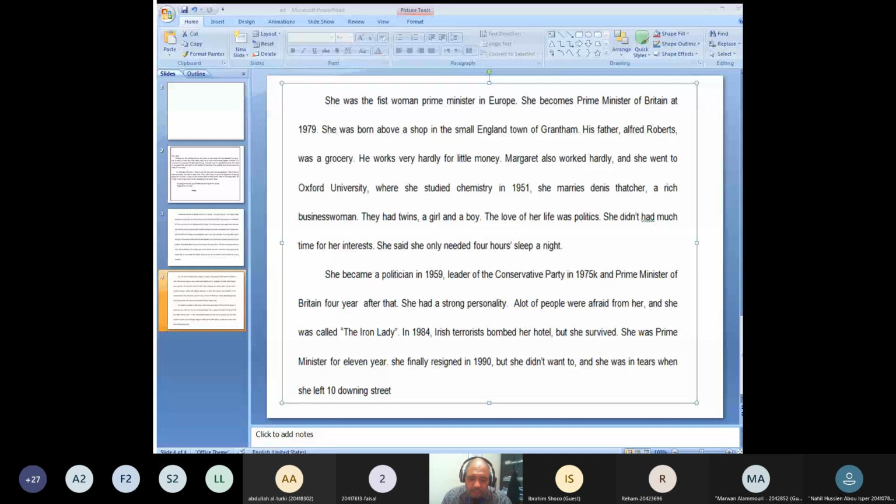She was prime minister for 11 years. Years. It should be years. Yes. She finally, what do you think of she here? She finally, there should be a capital letter. She finally resigned in 1990, but she didn't want to resign, and she was in tears when she left 10 Downing Street. What do we have? We have a problem with Downing Street, right? Yes, that should be capital, and S should be capital, and there should also be a full stop. Yes. Right? Clear? Clear, doctor.